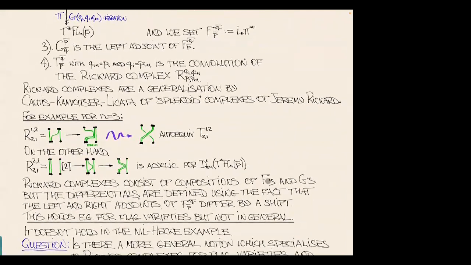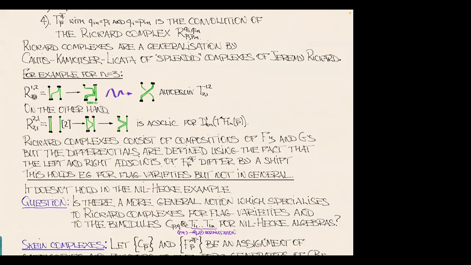Again, let me just give an example. So for example, the Ricard complex for 2112 is precisely the little complex we've seen in the example of GBR3. And if you take this cone, you produce this 2-1 crossing. However, you can also define a Ricard complex for arbitrary P and Q. And for example, the Ricard complex from 2-1 to 2-1 looks like this.